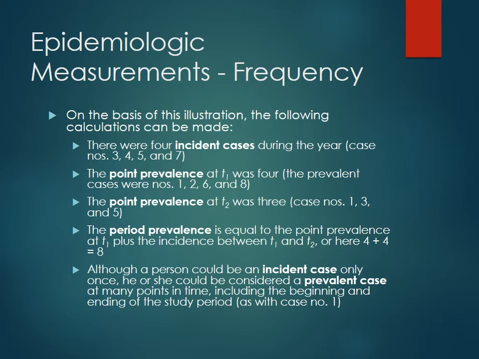Yep. So basically, for the period prevalence, all you're doing is taking one point prevalence, and then for whatever interval you're looking at, taking all the new incident cases during that time frame. So in this case, if you're looking between T1, which you use as your point prevalence, which is 4, right?